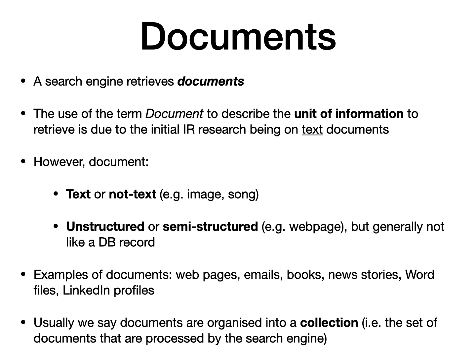A document can be unstructured or semi-structured, like for example a web page or an XML file or a JSON file and so on, but generally not like a database record. We often will use the term collection to refer to the set of documents that the search engine needs to process and make searchable. So we could have, for example, a collection of web pages. This would be a sample of the web.